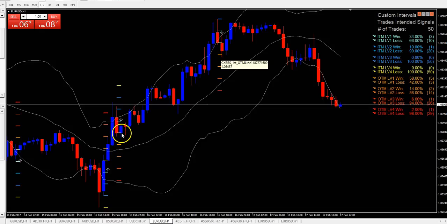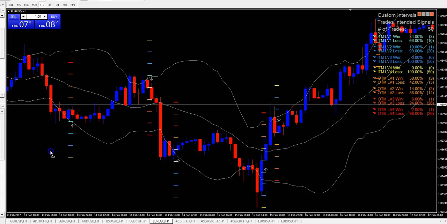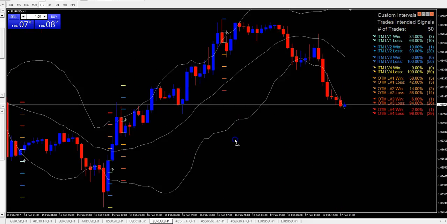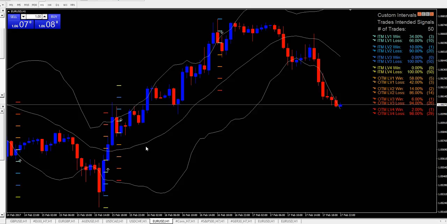Now this signal right here, it did not, so that's a loss. It's a loss if you're trading in out of the money. This signal did touch, that's a win. This signal did not touch, so that's a loss. So there's one loss. That one did, that one didn't. You can use your own tool suite to go back through this and figure all that out.